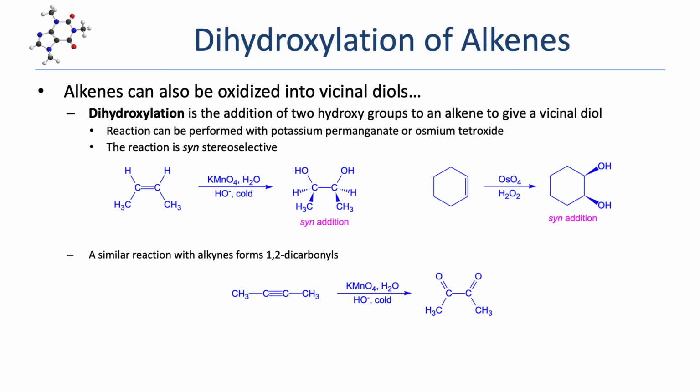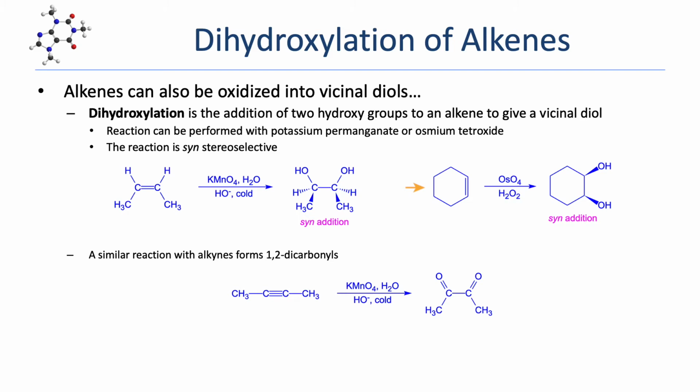Alkenes can also undergo dihydroxylation, the addition of two hydroxy groups to the pi bond. The reaction forms a vicinal diol and can be achieved using either potassium permanganate or osmium tetroxide. In the first example, we see cis-2-butene treated with cold, basified potassium permanganate to give 2,3-butane diol. In the second example, we see cyclohexene treated with osmium tetroxide and hydrogen peroxide to give 1,2-cyclohexane diol.